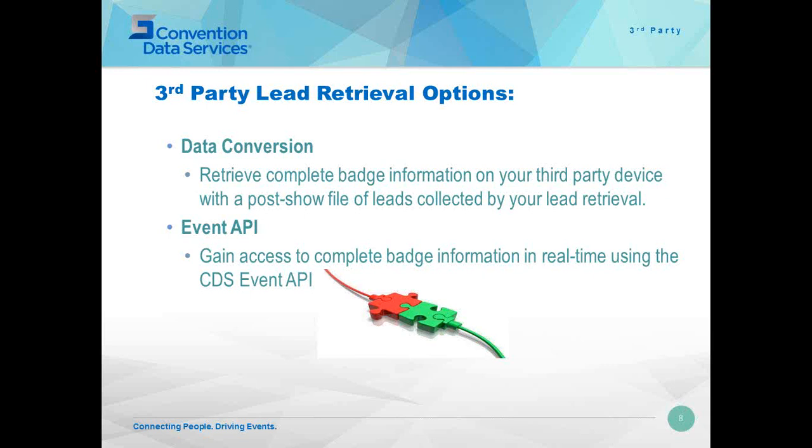The event API is a little different. It works like data conversion, but it's in real time. So what we do is we essentially give you a passkey to get into the database. As soon as you scan a badge, as long as you have internet or cellular on your device, you can actually get all that contact and demographic information immediately upon scanning each badge. So those are two options that are also available.